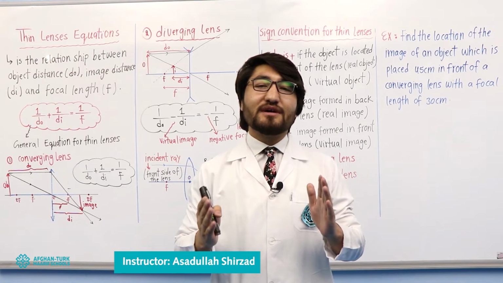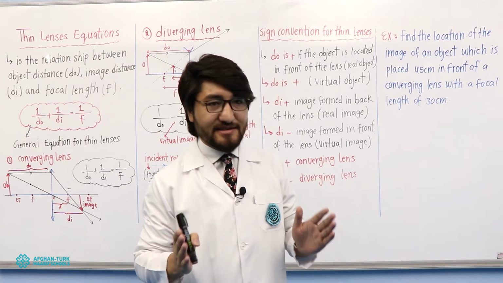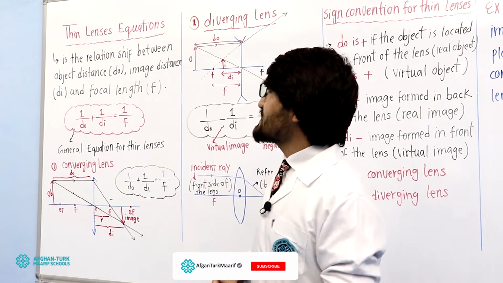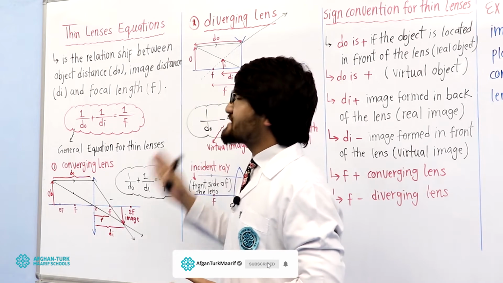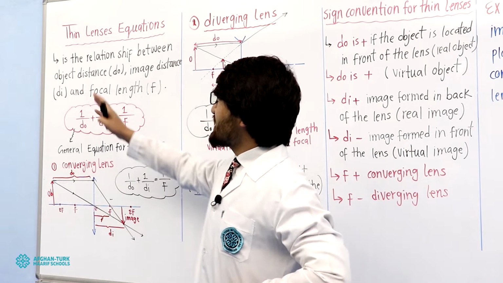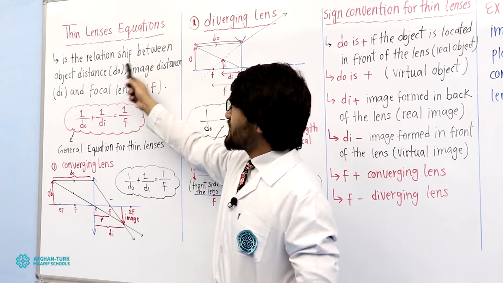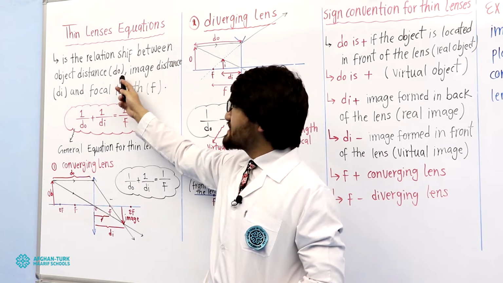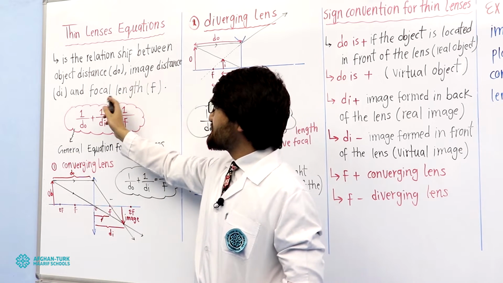In this video, I teach you a new topic of physics. That topic is thin lens equations. What is the thin lens equation? It is the relationship between object distance, image distance, and focal length.